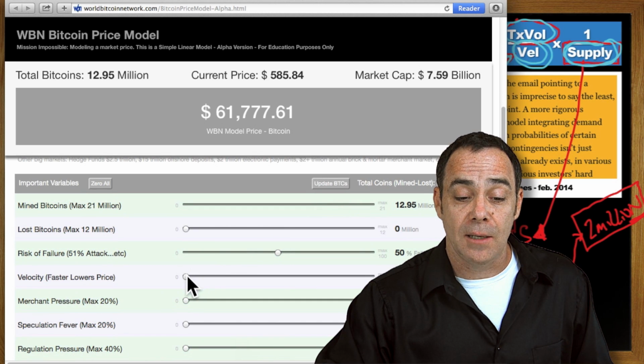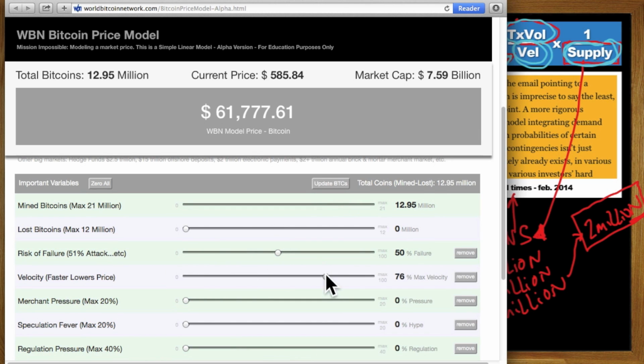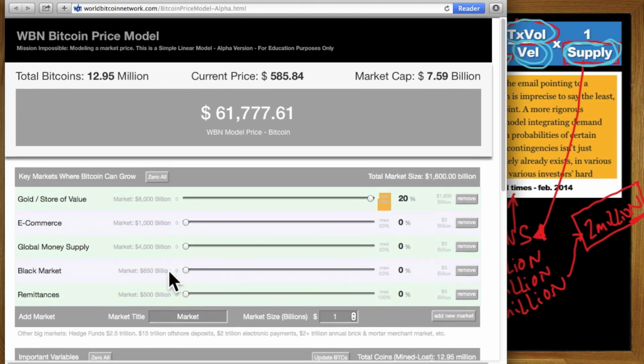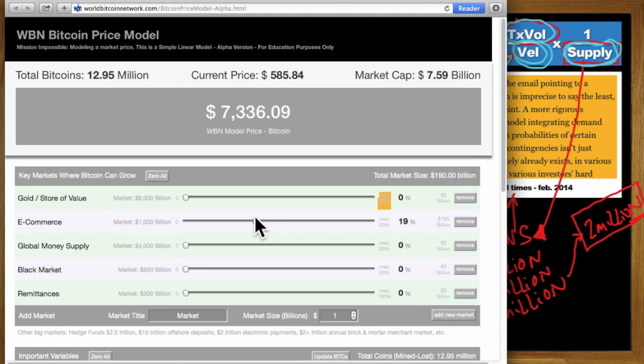And you can play with all these variables. You'll see that velocity doesn't affect the price because velocity really doesn't have a lot to do with store of value. You're hoarding, so you're not looking to move Bitcoins around a lot. But if you're doing something like e-commerce, for example, you can see that that doesn't affect the price as much as gold, gold's a much bigger market. But here's Bitcoin's acceptance by lots of e-commerce. So there's already Dish, Overstock.com, and other companies. But say it grabs Amazon and others to the tune of 20% of all of e-commerce. Well, then the price will be around 8,000.